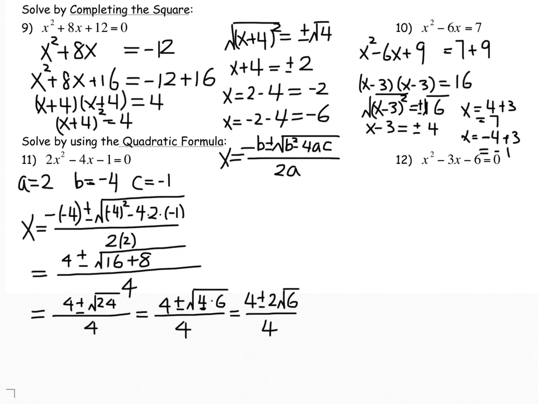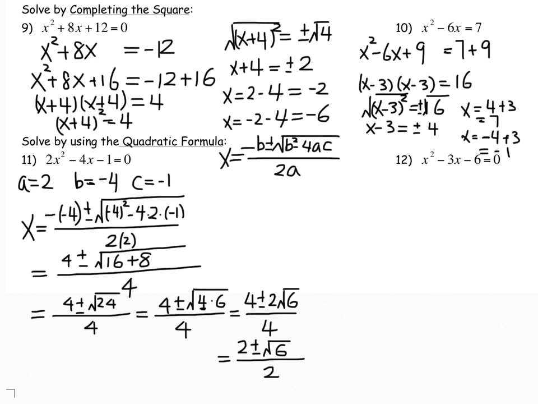So now the common factor of 4, 2, and 4 is 2. So I can reduce top and bottom. I divide top and bottom by 2. 4 divided by 2, I have 2. 4 divided by 2, again I have 2. 2 root 6 divided by 2, that's root 6. So this should be my final answer for number 11.